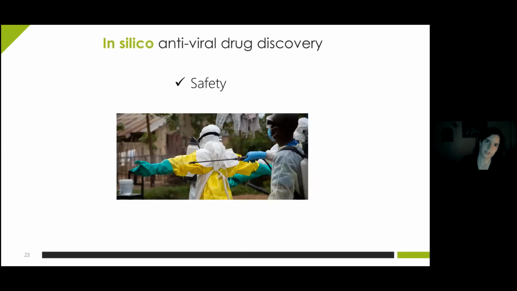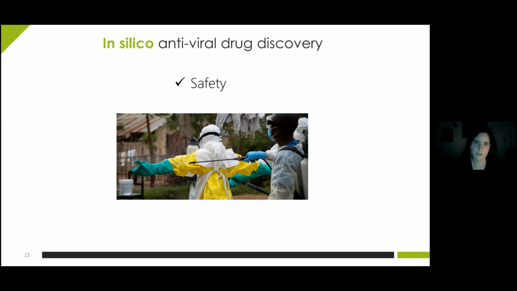Another key point in the use of in silico methods when it comes to Ebola virus is the fact that it's been categorized as a category A bioterrorism agent, which means that there are very strict and very high safety grade levels in order for Ebola samples to be investigated in a scientific way. So in silico methods offer us a way to bypass this difficulty.